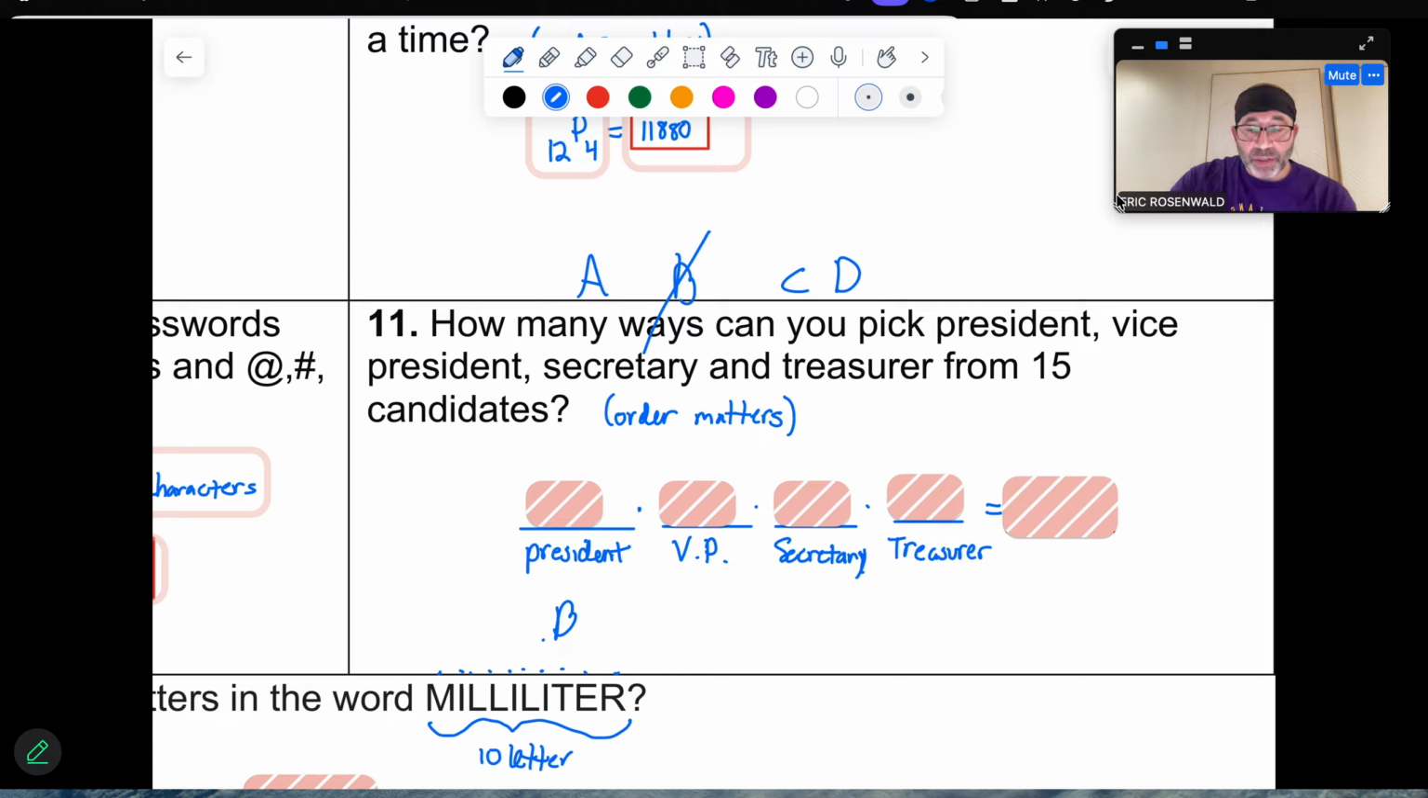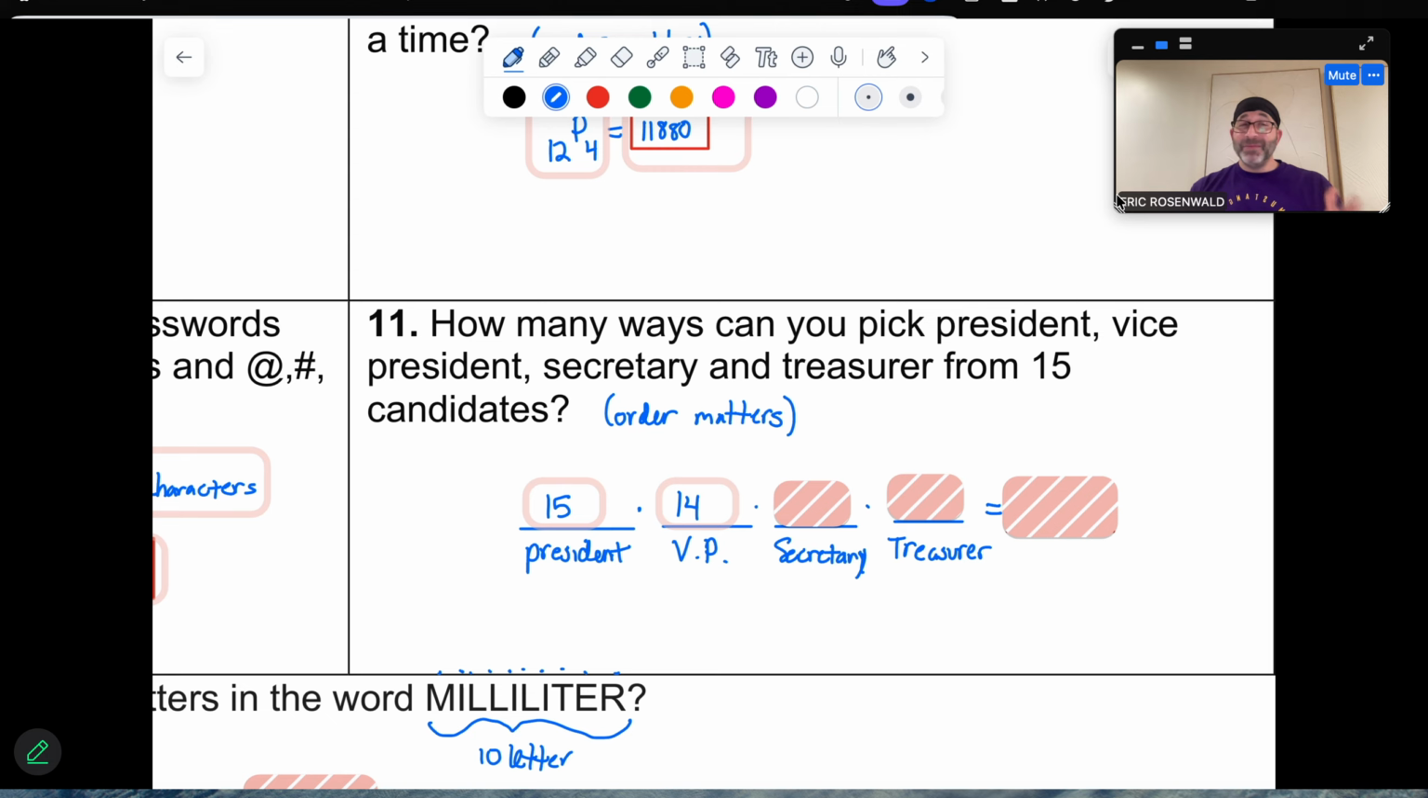So in this situation, though, we don't have simply just 4 people. We have 15 people that we're choosing from. Well, 15 people can be the president. Now that person's the president. They can't be anything else. So now there's 14 people that could be the vice president. From those 14 people, I'm going to pick one person. They're going to be the vice president now.